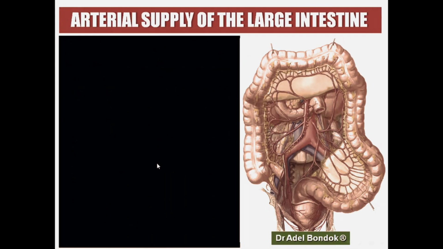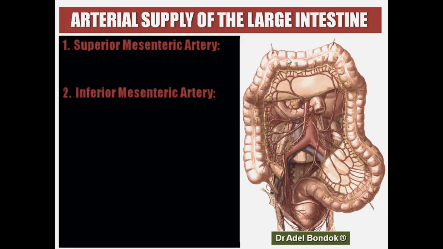Then blood supply of the large intestine. Large intestine is supplied by two arteries according to its origin. Superior mesenteric artery and the inferior mesenteric artery. Superior mesenteric artery supplies the parts derived from the midgut. Inferior mesenteric artery supplies the parts derived from the hindgut.